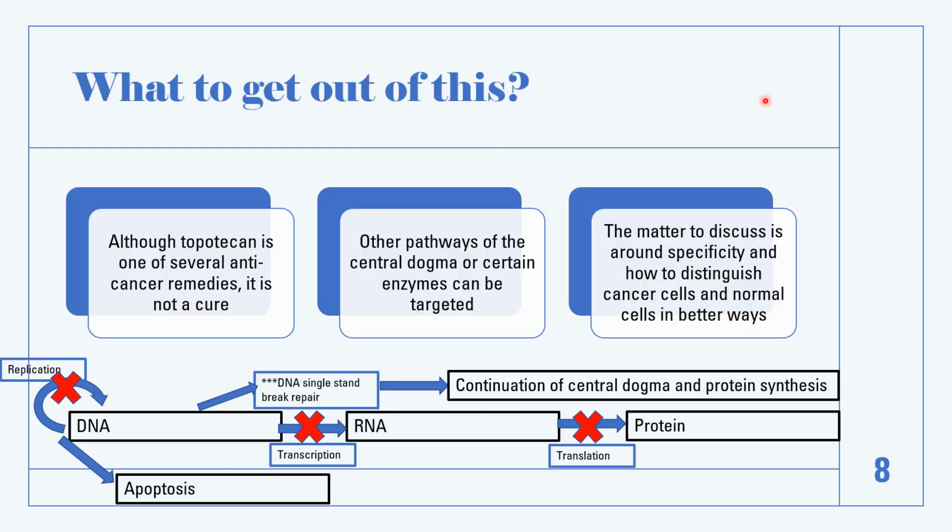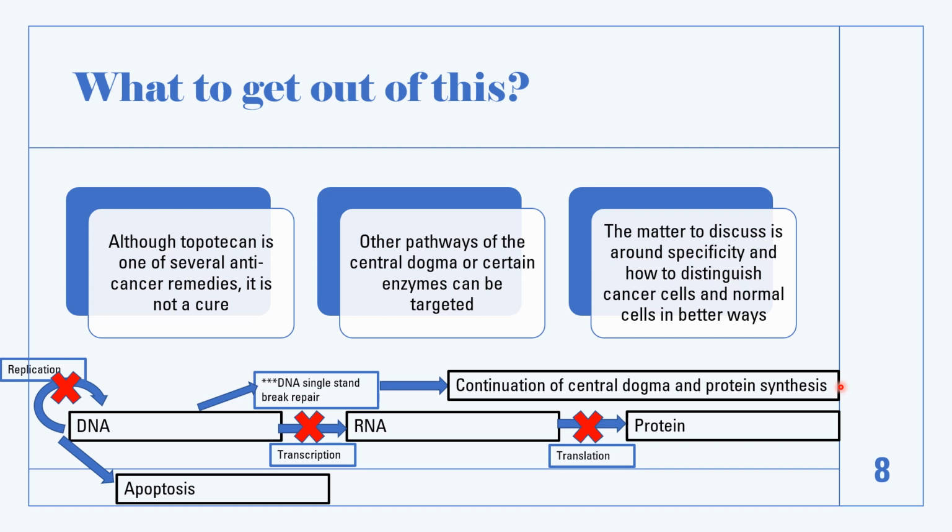Finally, as a whole, topotecan can disrupt the central dogma during the replication phase. The DNA break would be unstable to maintain and lead to cell death. However, if DNA repair mechanisms are in play, cancer cells can go through their normal replication, transcription, and translation steps into synthesizing proteins and tumors.